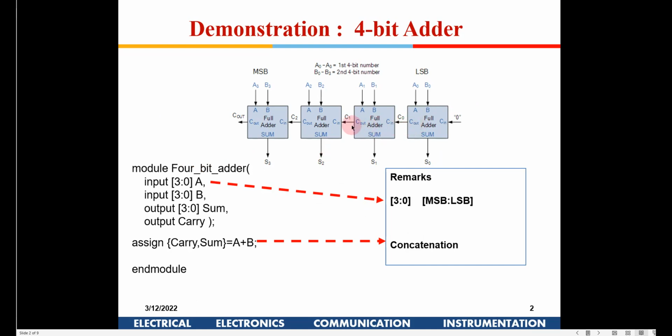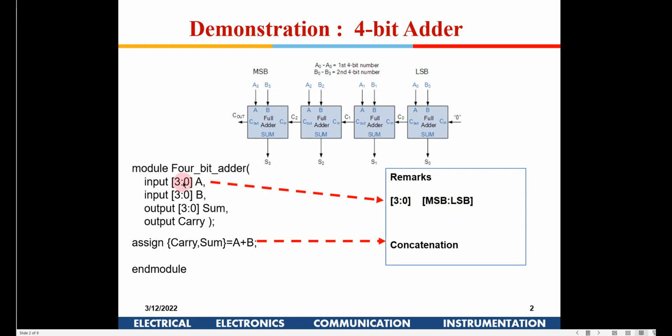Suppose this is a 4-bit adder. Now if you see here, I am adding A, which is 4-bit data, to B, which is again 4-bit data. So I write a module; this is the name of the module. Input [3:0]. What does [3:0] mean? The MSB is at location 3 and the LSB is at location 0.